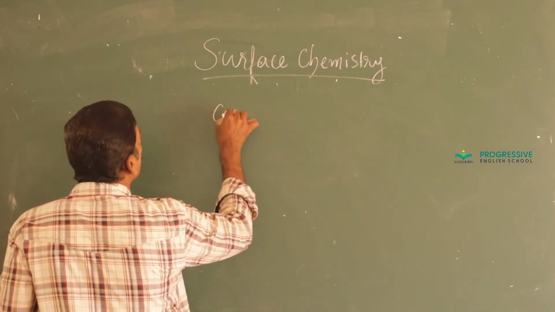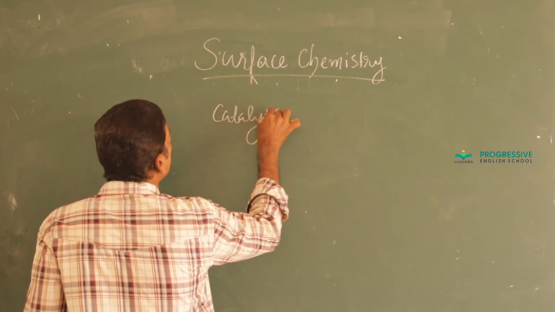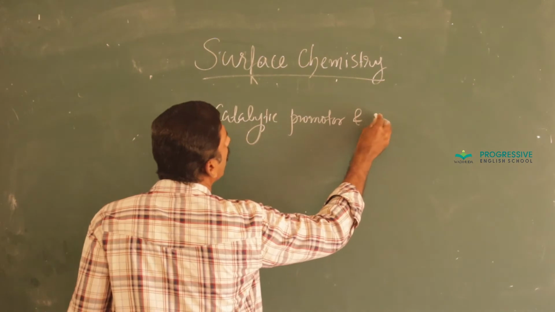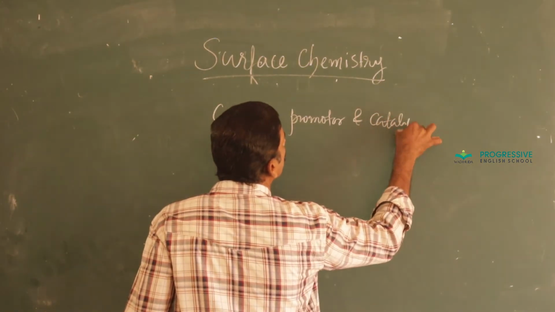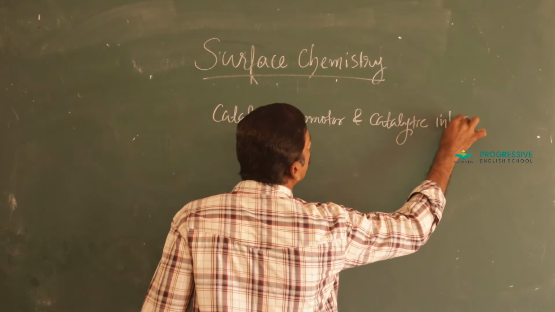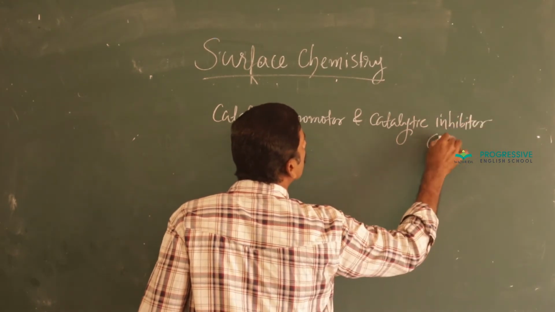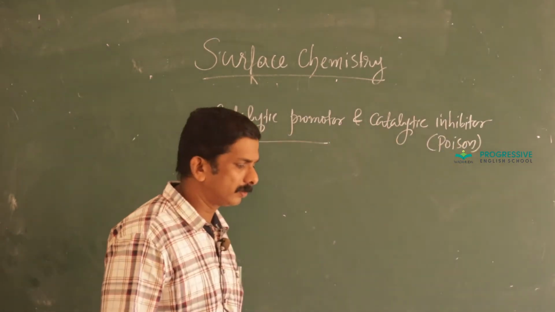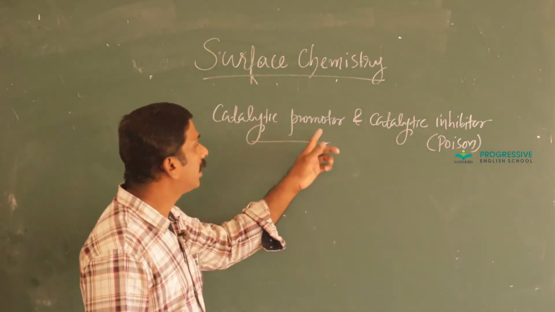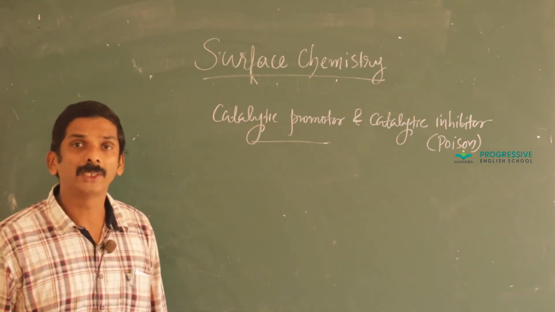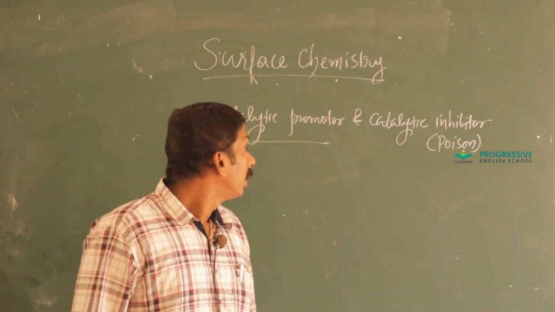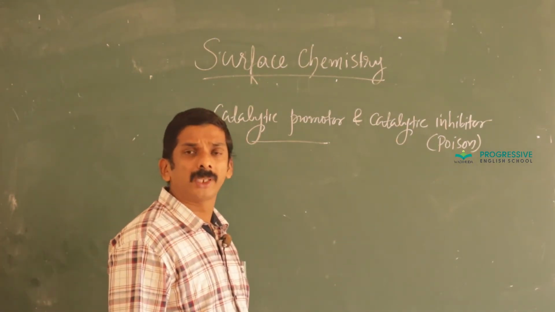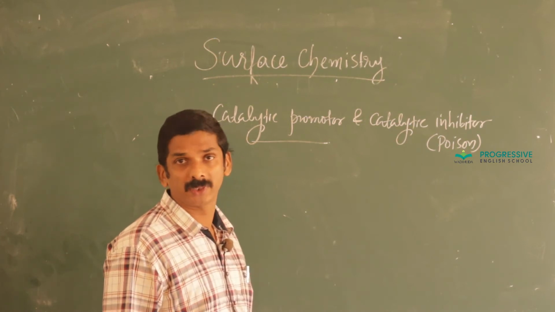Next is catalytic promoter and catalytic inhibitor or poison. Catalytic promoter, I think you have studied about the Haber process, isn't it?